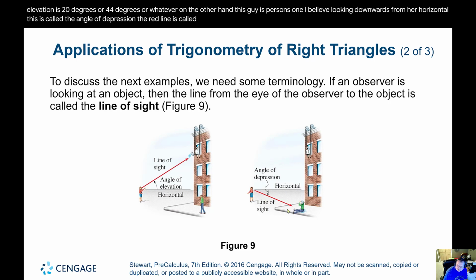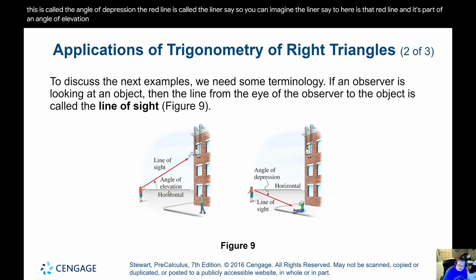So you can imagine the line of sight to here is that red line, and it's part of an angle of elevation because from the horizontal she has to look upwards to see this. And this is called an angle of depression. From the horizontal she needs to look downwards to see that.